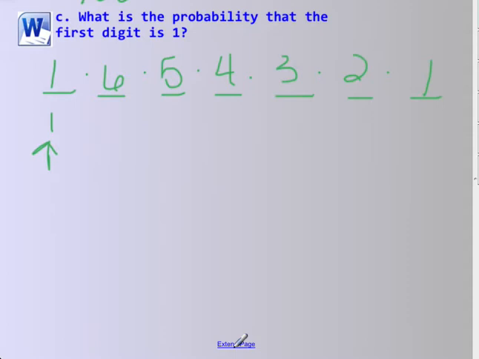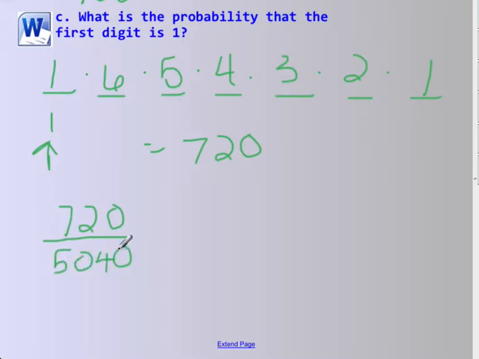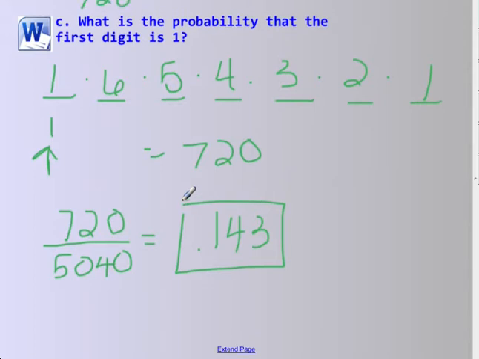So you can multiply that all the way down: 6 times 5 times 4 times 3 times 2 times 1. When you do that, you end up getting 720. So there's 720 ways that the first digit of the code could be a 1. So our number of successes is 720, and that's going to be divided by 5,040. You can divide that out and you get 0.143. So there's a 14.3% chance that it's going to be a 1.